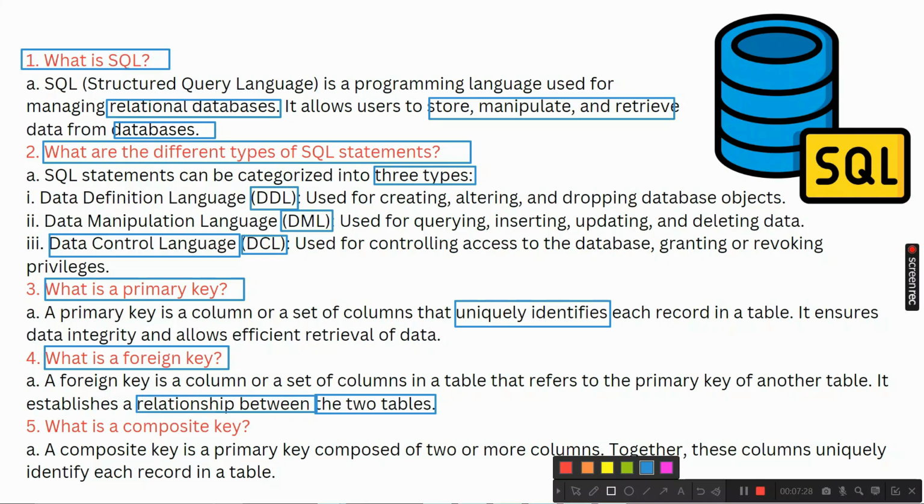Okay. Then the next question is, what is a composite key? A composite key is a primary key composed of two or more columns. Together, these columns uniquely identify each record in a table. So it means if we have a table and in that table we have a column that doesn't contain any unique value, in that case what we can do is combine two different columns together and create a primary key, and that is called the composite key.